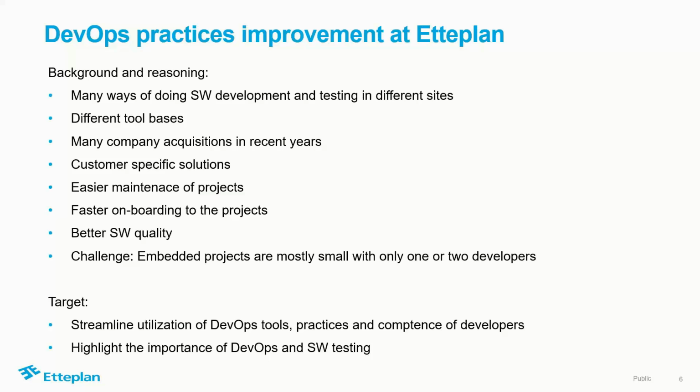On a target level, our high level target was to streamline the utilization of our DevOps tools and different practices, and also increase our developers' competence regarding DevOps, software testing and test automation. And there, as a natural side product, with these info sessions that we keep internally, we have a possibility to spread our DevOps and software testing message to all the projects that we are currently working on.